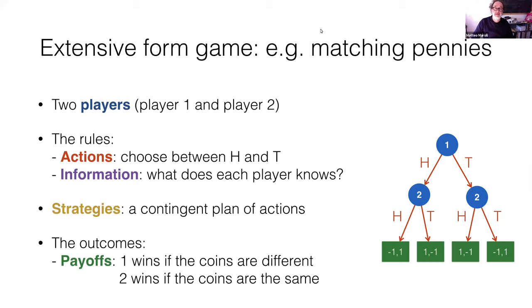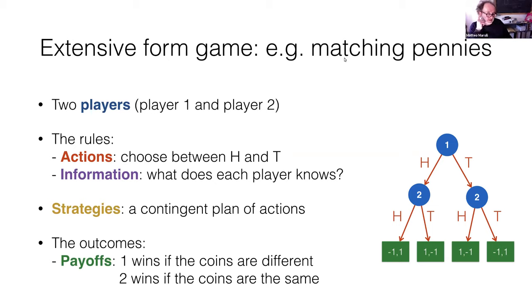So this is a very simple game, which is called matching pennies. There are two players, player one and player two. So player one chooses the side of a coin, whether it's head or tail. And player two also chooses the side of the coin, whether it's head or tail. And player one wins if the two sides of the coins are different, and player two wins if they are the same, okay?